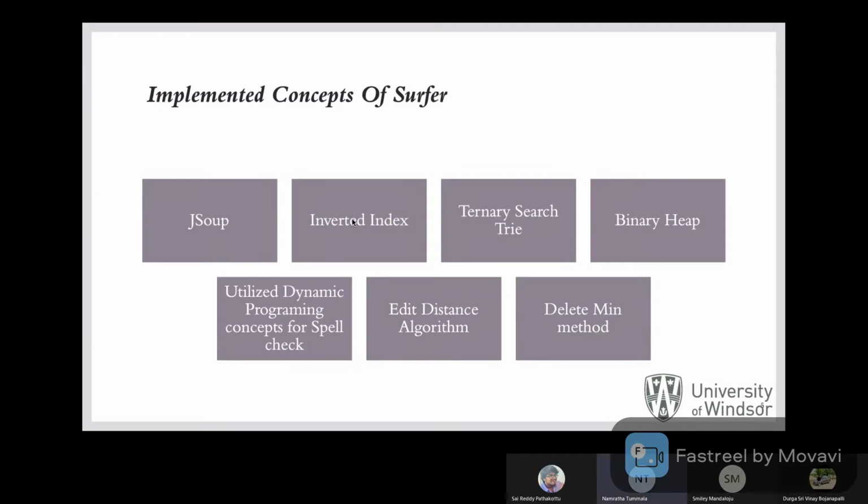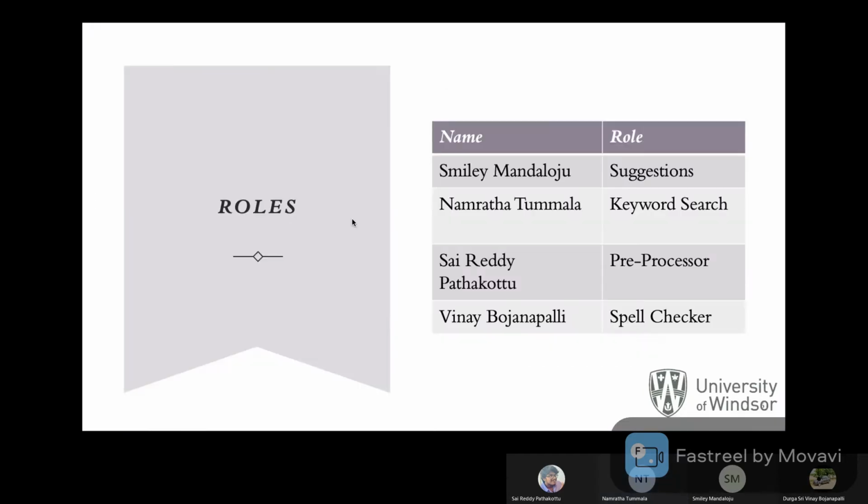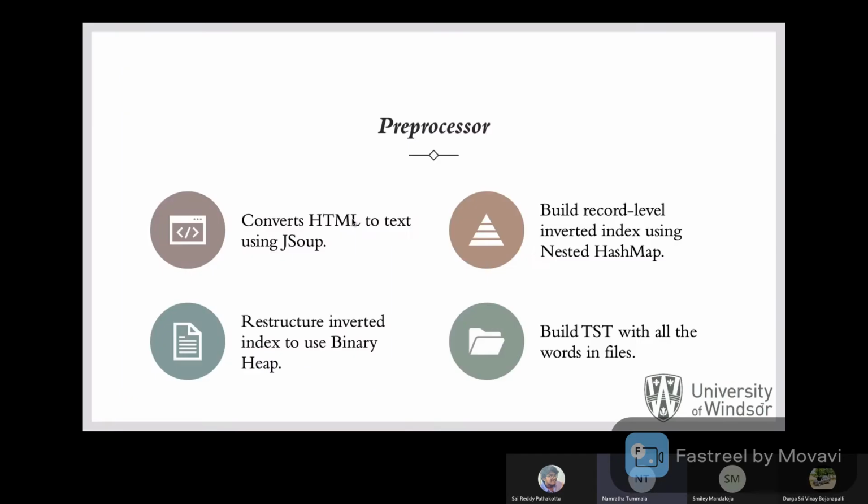The concepts which we have implemented in this project are JSoup, inverted index, ternary search trie, binary heap, dynamic programming, edit distance algorithm, and delete min method. This is our contribution to this project. Next, Sai will take over.